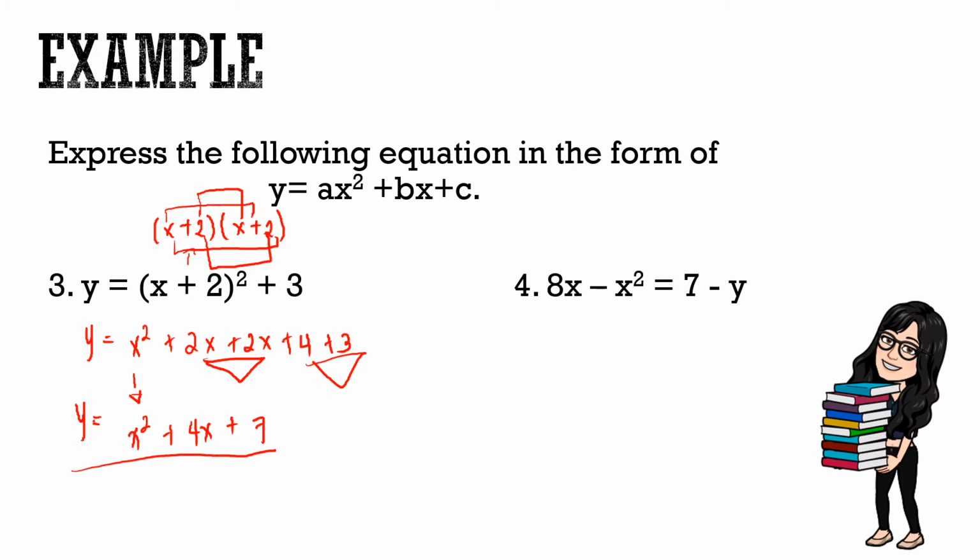Let's have example number 4. 8x minus x squared equals 7 minus y. In this case, we will be moving negative y to the other side of the equation and 8x minus x squared to the other side of the equation.